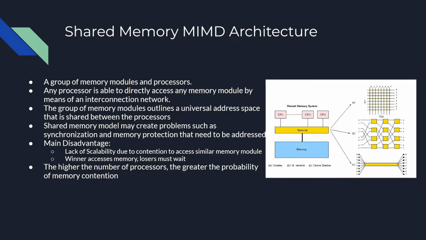So going over one of the architectures, there is the shared memory MIMD architecture. It is a group of memory modules and processors, and any processor is able to directly access any memory module by means of an interconnection network. The group of memory modules outlines a universal address space that is shared between the processors. However, shared memory may create problems such as synchronization and memory protection that need to be addressed. The main disadvantage of this is a lack of scalability due to contention to access a similar memory module. The winner accesses the memory while losers have to wait. And the higher the number of processors, the higher the hardware complexity, which leads to a greater probability of memory contention.